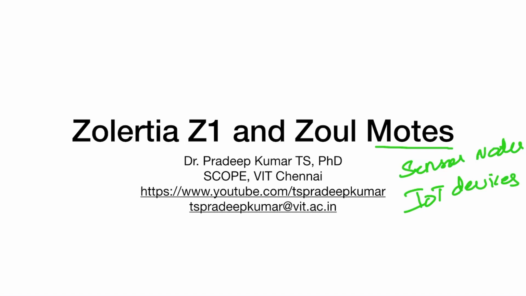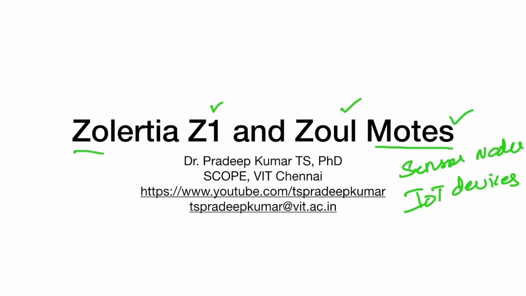Raspberry Pi or Arduino, we cannot call them IoT devices. They are general purpose embedded system boards, and we can make use of them in many applications, but these motes we can use mainly for sensing applications. That's why the name itself is called motes. Now in this session we are going to see two kinds of motes, Z1 and Zoul.